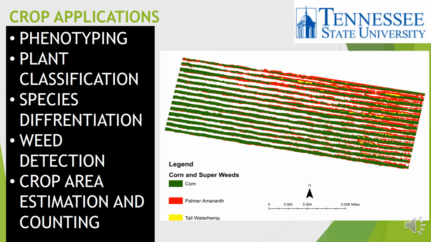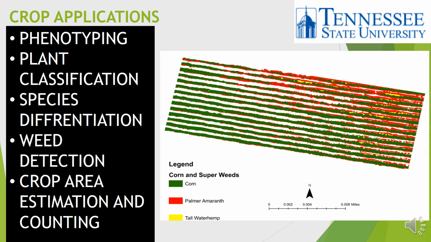The third is we can also classify and map crops at species level. So for example, we can map and monitor crops like soybean, corn, lettuce, and spinach at species level.